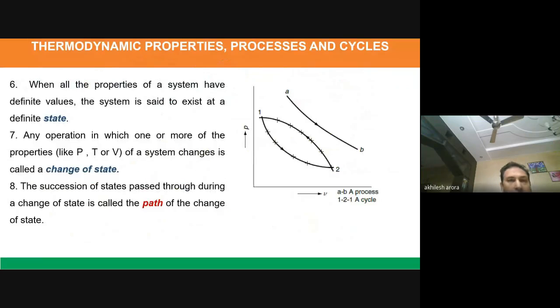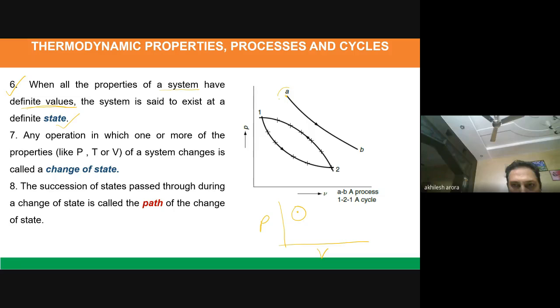Now, when all the properties of a system have definite values, the system is said to exist at a definite state. So it's quite simple. When I am talking about a thermodynamic system and I know its properties, I know the definite values. Like I told you earlier also, if I know the pressure and volume, I can always plot the state of the substance or state of the gas. Okay, so same is shown here also.